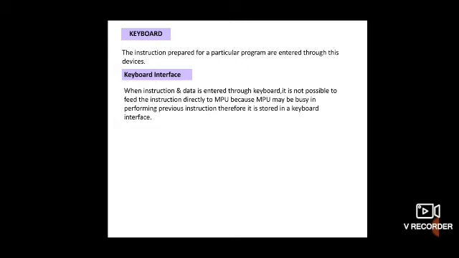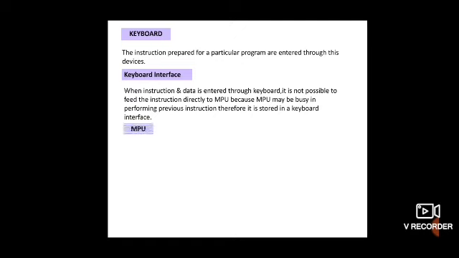Because the microprocessor unit and keyboard speeds may not be equal. So when instructions and data are entered through the keyboard, it is not possible to feed the instruction directly to the MPU, because the MPU may be busy performing a previous instruction. Therefore, it is stored in a keyboard interface. So this chip is placed between the keyboard and the MPU.